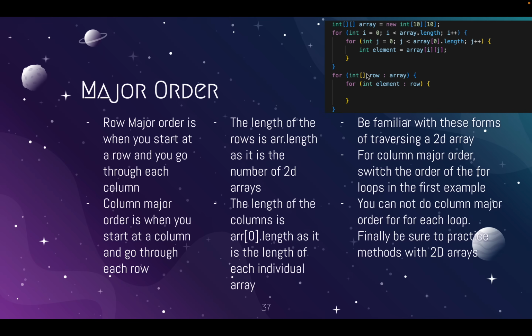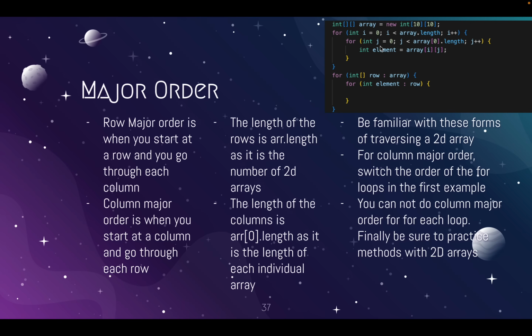I think you can also use the enhanced for loop for traversing a 2D array, but you can only use it in row major order. This is how you do it: int[] row in the 2D array, and then you go through each element in that row. And in column major order, you just need to switch the loops.